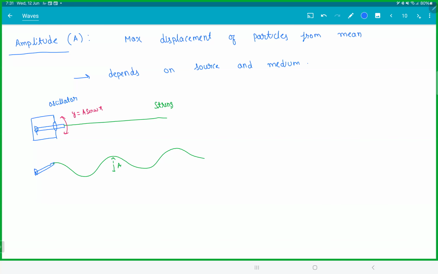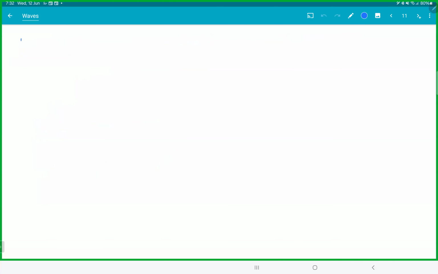Now, wave equation. Now, remember how we defined a wave? A wave is nothing but the propagation of disturbance. So we will define y, which is a property. Now, y could be y coordinate, y could be anything. It could be pressure, could be displacement, electric field, magnetic field, etc.